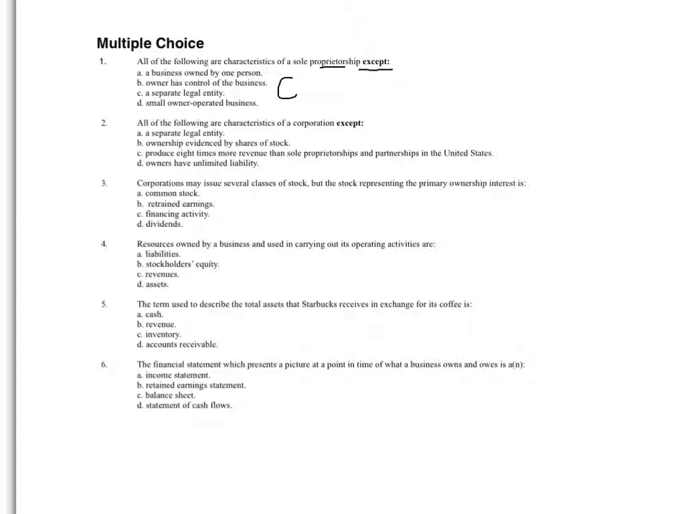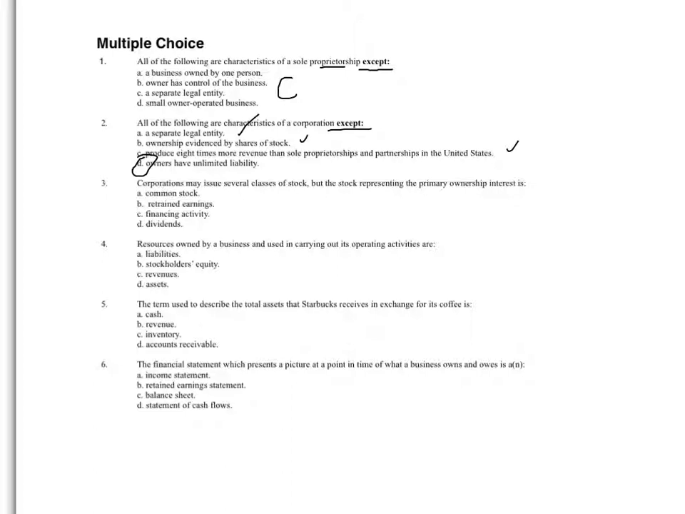All of the following are characteristics of a corporation except, watch that, a separate legal entity. No, a corporation is a separate legal entity. Ownership evidenced by shares of stock. No, that's what a corporation is. Corporations produce more revenue than sole proprietors and partnerships. That is true. The owners of a corporation have unlimited liability. No, that's not true. They have limited liability. That is, they're only liable for the amount of money they purchase the stock with. They cannot lose any more.